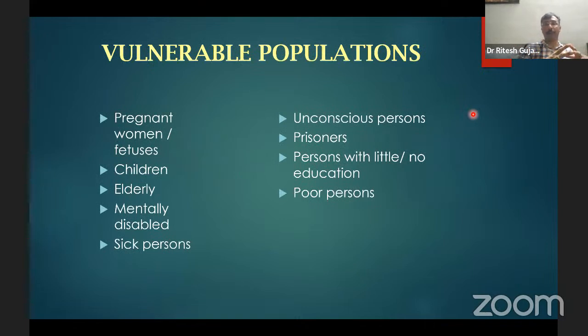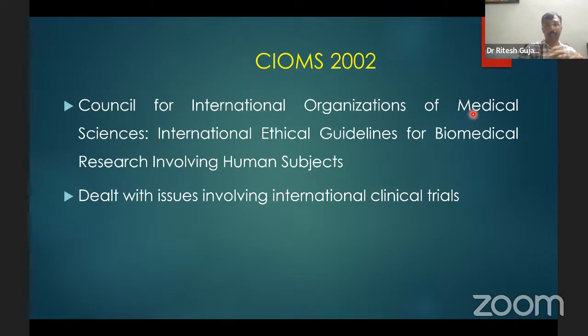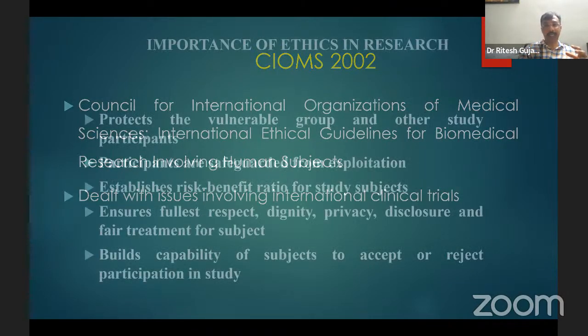This is a group of vulnerable population: pregnant women, fetuses, children, elderly people, mentally disabled persons, even sick persons, unconscious persons, prisoners, persons with little or no education, and poor persons. On behalf of these people, somebody else has to give the consent. This is one more guideline, the CIOMS guidelines. It talks about the ethical guidelines, and also about international clinical trials and their guidelines.